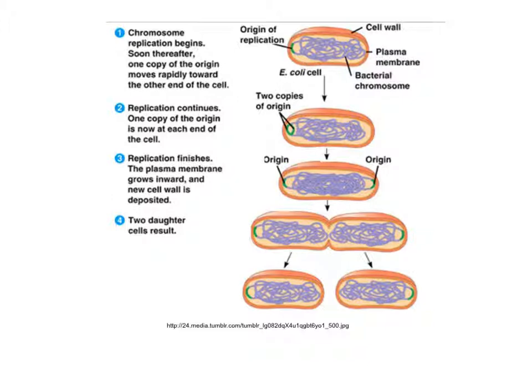Prokaryotes divide by binary fission, which is a form of asexual reproduction to produce two new cells. Multiple fission would be if you produced many new cells.